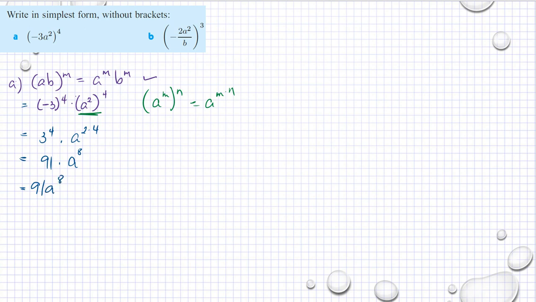Another, sorry for that, the colors are not the same. They should be the same.